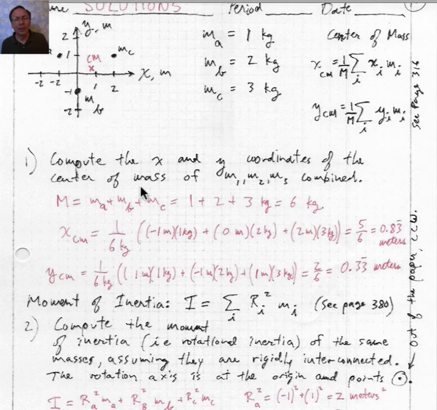If we talk about rotation, if these masses, mass A, mass B, mass C, were rotating in space, then really we should figure out the moment of inertia around the center of mass, because that's how it would rotate. The center of mass would be the axis.